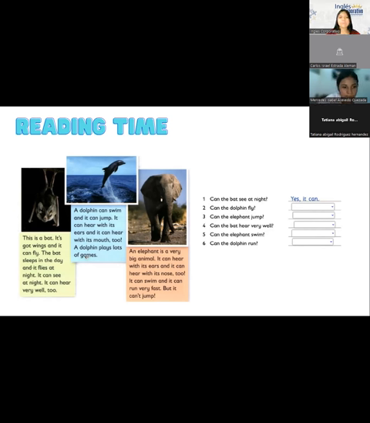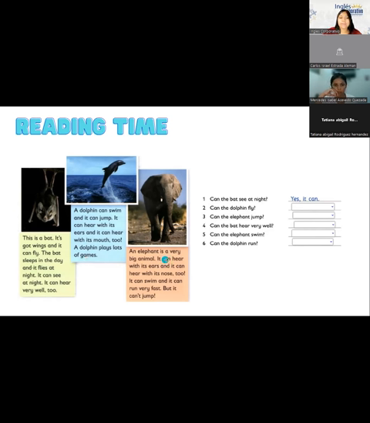An elephant. It's a very big animal. It can hear with its ears. And it can hear with its nose too. It can swim and it can run very fast, but it can't jump.